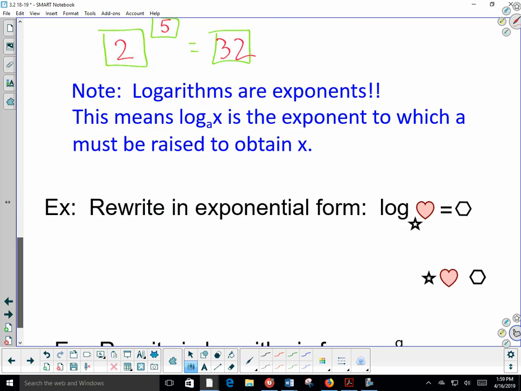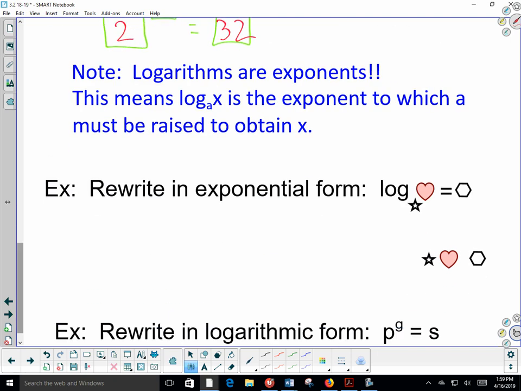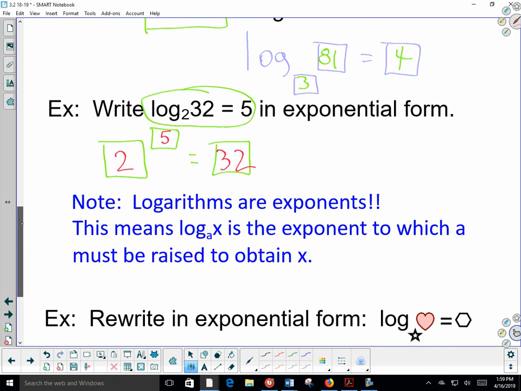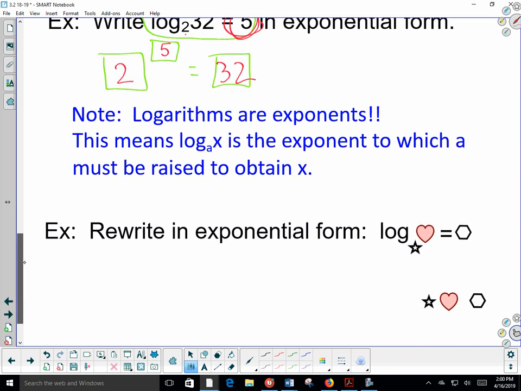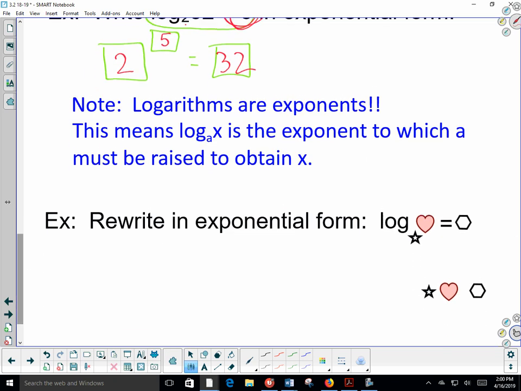All right, note, logarithms are exponents, right? So if logarithms are exponents, this is basically saying what exponent do I need on 2 to get me to 32? Does that make sense? All right, and this means log to the base a of x is the exponent to which a must be raised to obtain x.